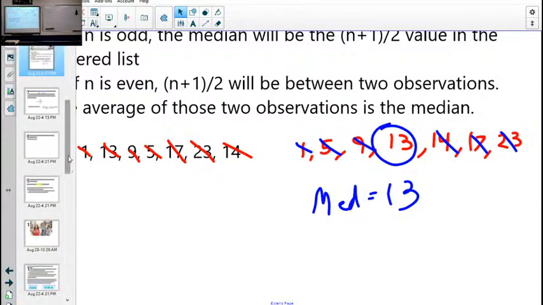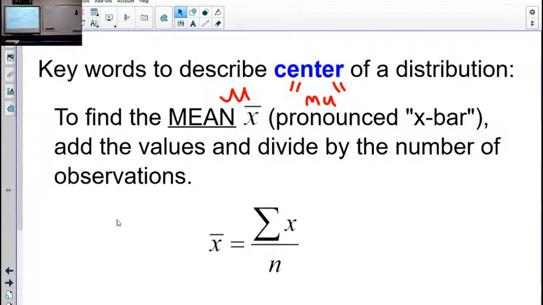But let's talk about the mean. How many are confident that they could find the mean before I explain how to do it, or the average of a list of numbers? Okay, different group this time. Interesting.